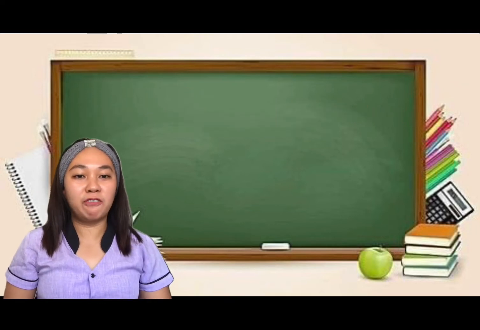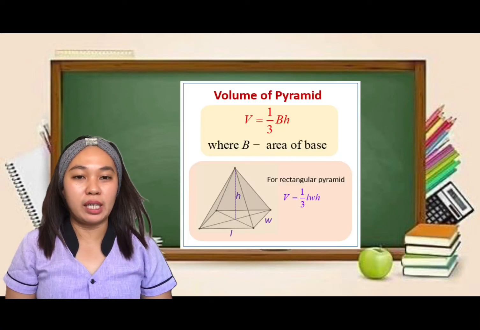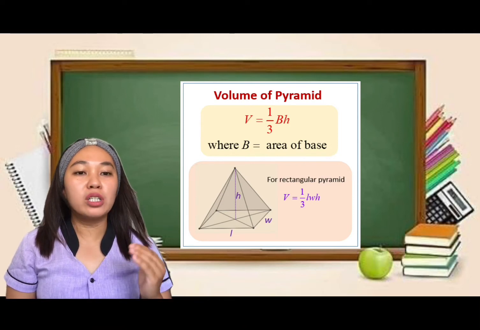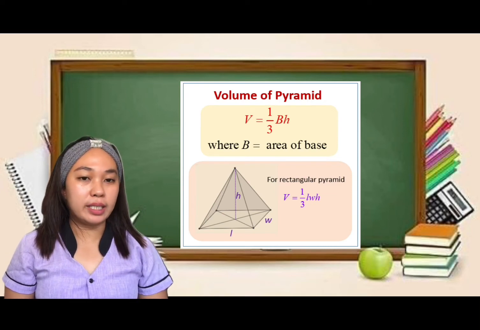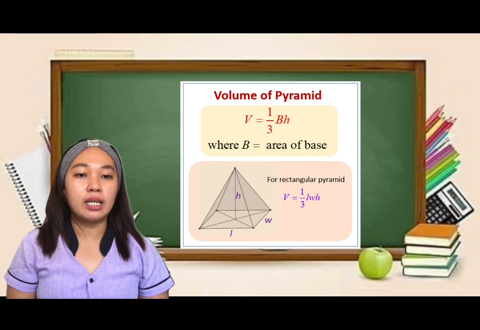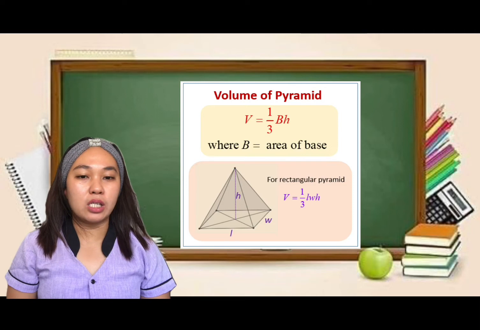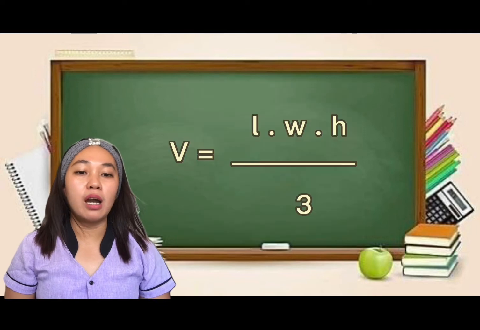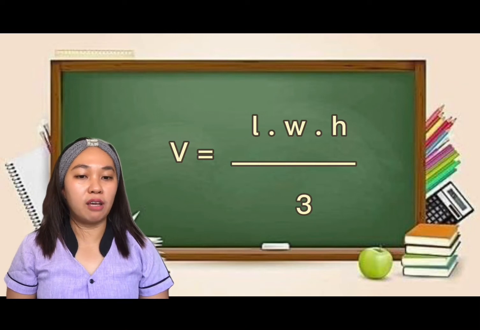Now, let us first familiarize ourselves with the formulas of the following solid figures. The volume of a pyramid is 1/3 of its base, represented by big letter B, multiplied by its height, represented by small letter h. Its area of the base is equal to length times width if it's a rectangle, or side times side if it's a square. Therefore, the volume of a pyramid is 1/3 times length times width times height, or simply volume is equal to length times width times height divided by 3.